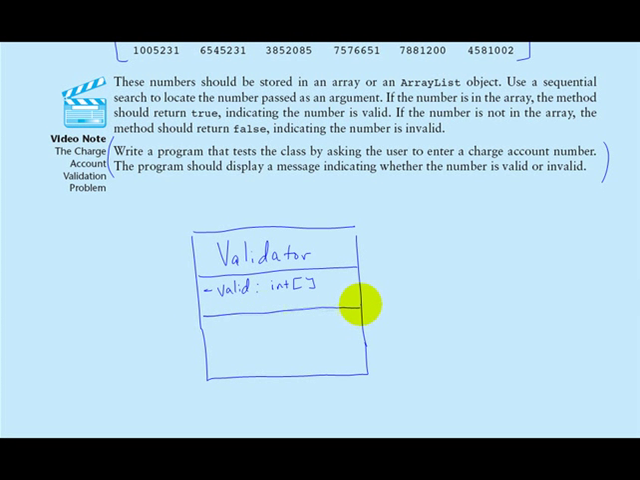And the class will have one method, and the name of that method is isValid. And this method is going to have a parameter. We'll call it number, and that will be an int parameter, and the method itself will return a Boolean value. So that's just a brief sketch in UML of the class. Now let's look at some code.